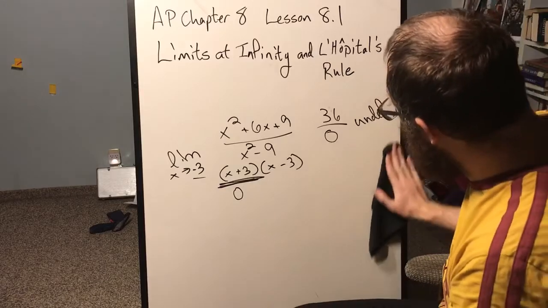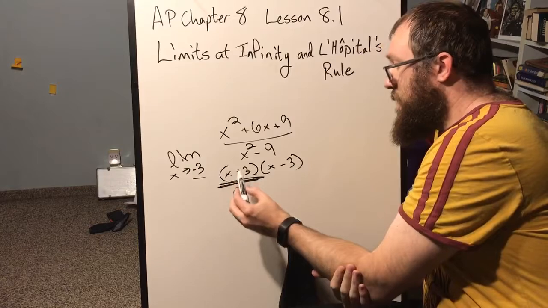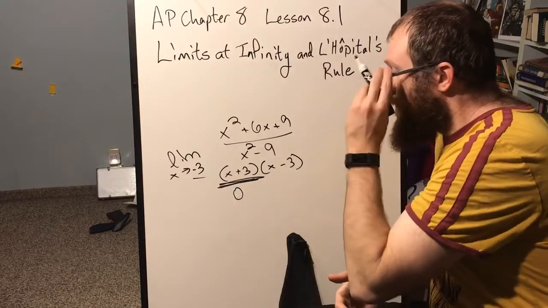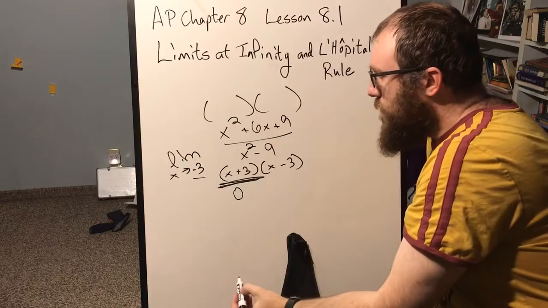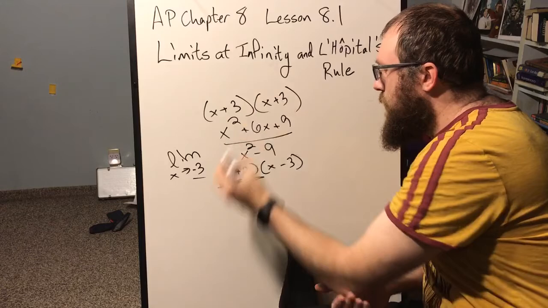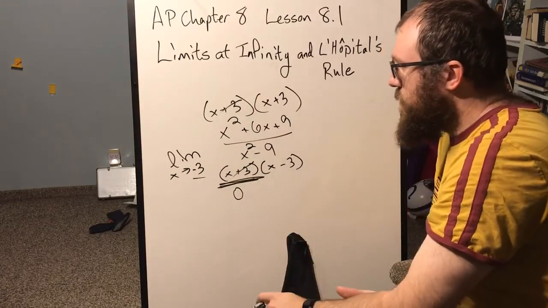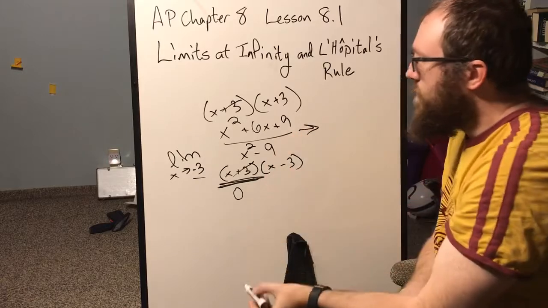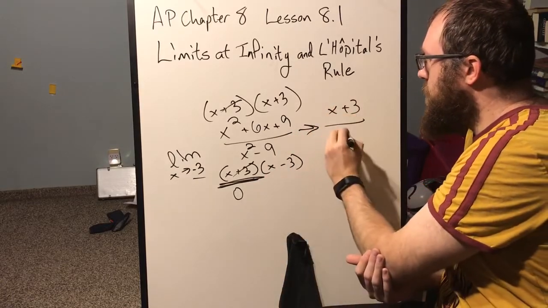However, the graph does have a limit at this point, because the top also factors into x plus 3, x plus 3, and here the x plus 3 part will cancel each other out. So this function mirrors a function that is x plus 3 over x minus 3.